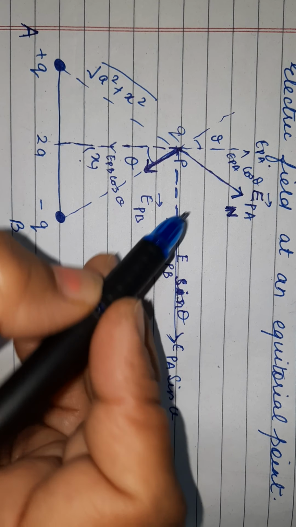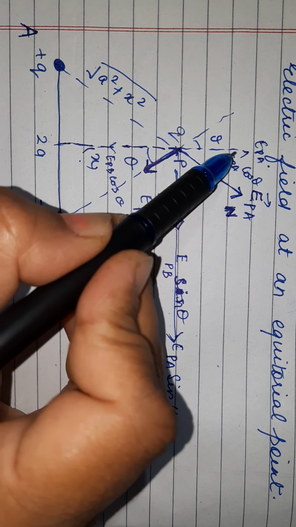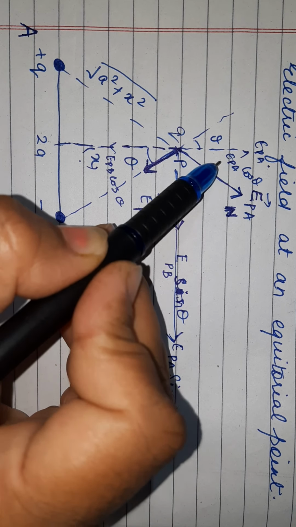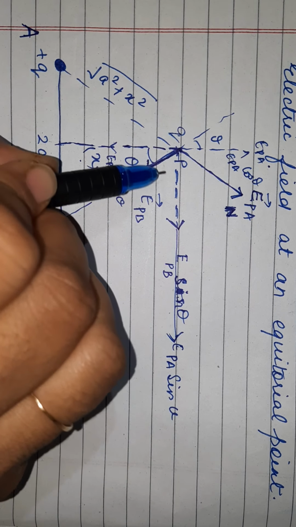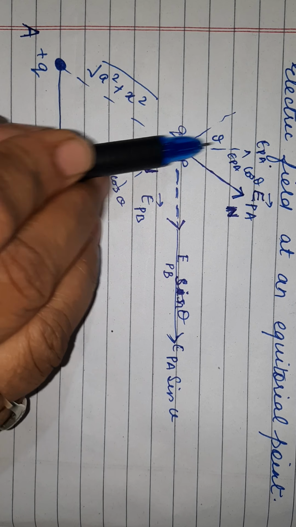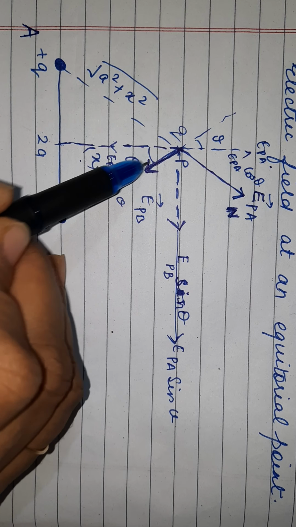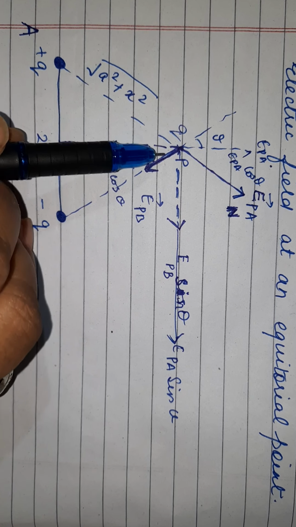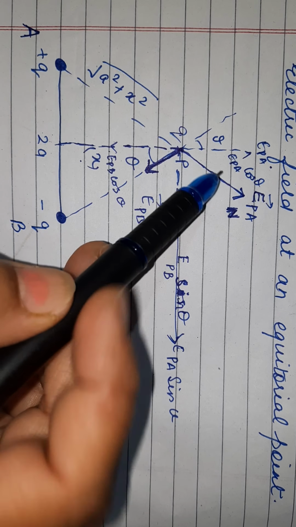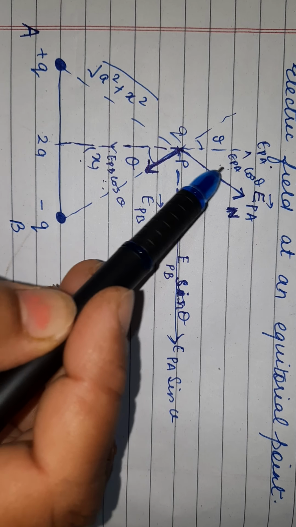Okay, now we can resolve these two electric fields into their components. So along this direction, we have EPA cos theta. Along this direction we have EPA sin theta. And this can also be resolved into two. So this is EPB sin theta and this is EPB cos theta. EPA cos theta and EPB cos theta are equal and opposite, so they will cancel the effects.